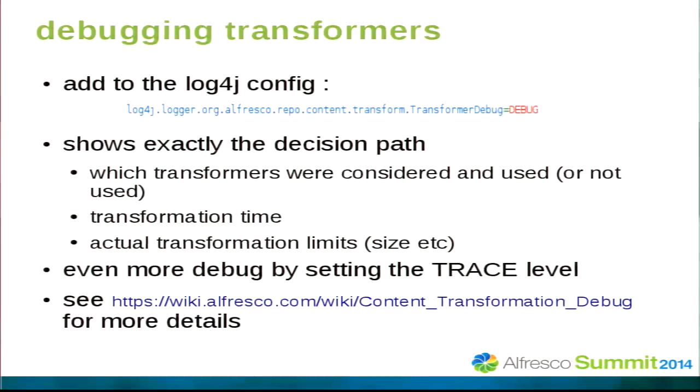If for any reason you have something going wrong in the transformation, or it's not doing what you expect it to do, you can add that in the log4j config, and it will dump absolutely everything about the transformation that's going on. So it will tell you what transformer were considered or not considered depending on the limits that you've set, how long it took, what is the potential error if there is an error, and you can basically really easily figure out what happened or why didn't it do what you thought it would do.